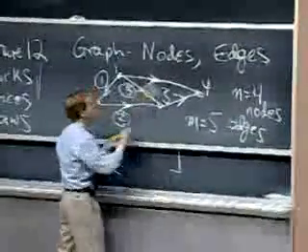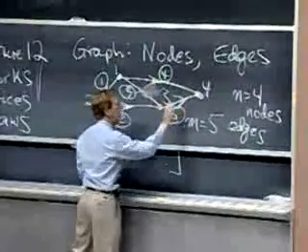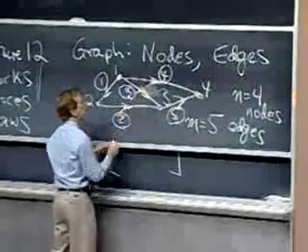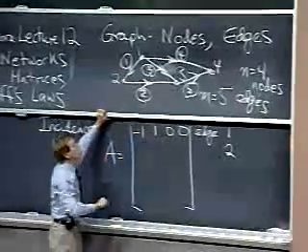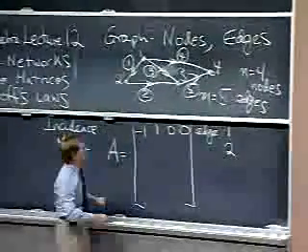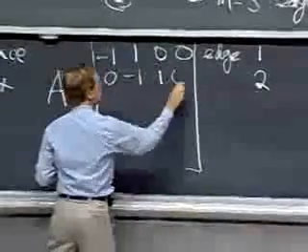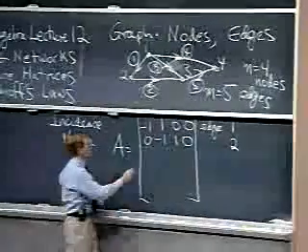Did I number that twice? Here's edge 4, and here's edge 5, okay? All right. So edge 1, as I said, goes from node 1 to 2. Edge 2 goes from node 2 to 3, so -1 and 1 in the second and third columns. Edge 3 goes from 1 to 3.